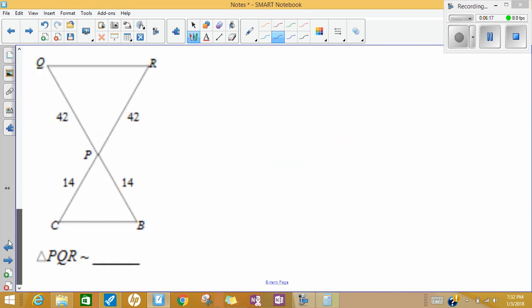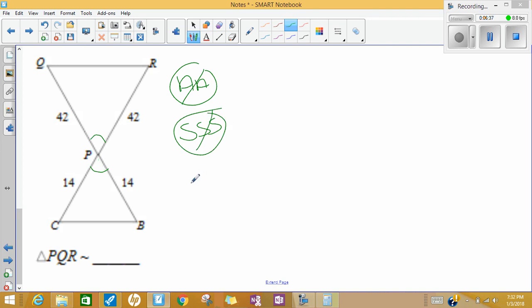I got one more here. Again, right away, I see vertical angles. I don't see any other angle pairs, so angle is out. In each triangle, I only know about the length of 2 of the 3 sides, so that means that side is also out.